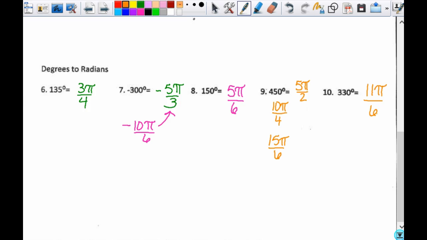Okay, we good? All right, so we're not 100% done with this, but I want to go and work on the circle before we come back to this. Yes?